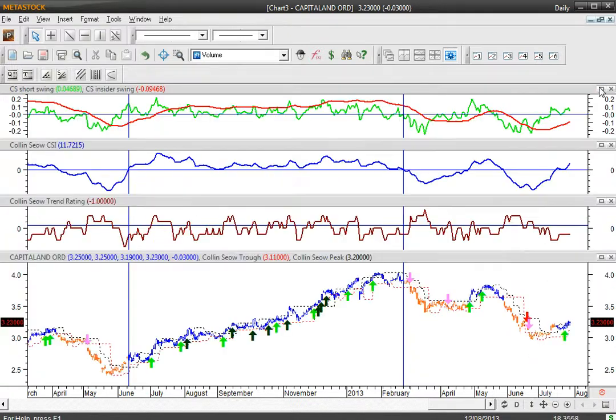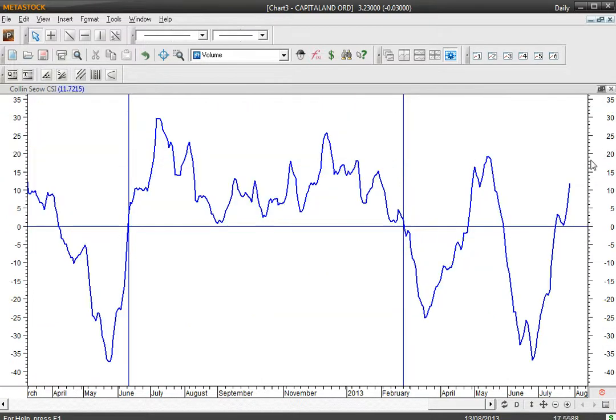So we can see from here, this is the stock Capitaland, and the CSI is above 0 all the while. We can also see that the candlesticks over here are blue in color. This coincides with this. And there are many uses for the CSI. One way to use the CSI is to look for divergence, because this is actually looking at the whole stock market, what the whole stock market is doing.